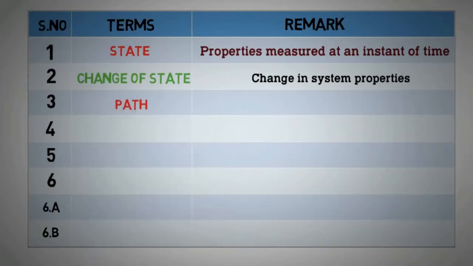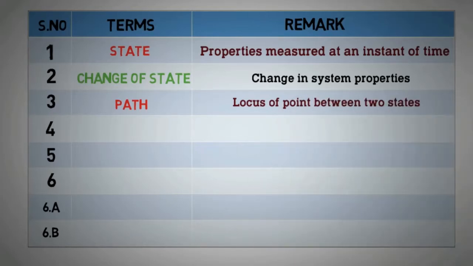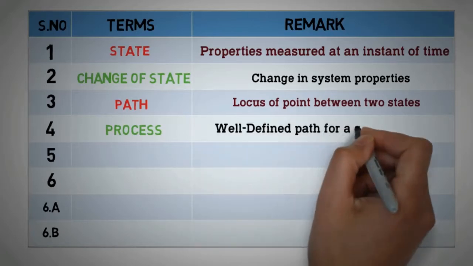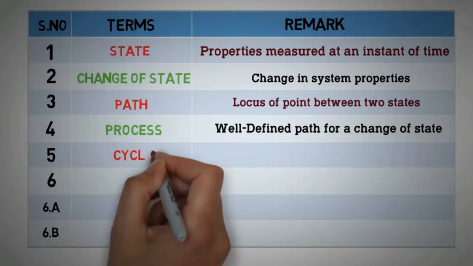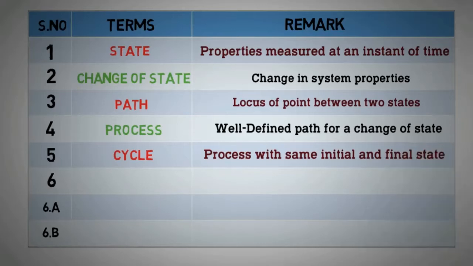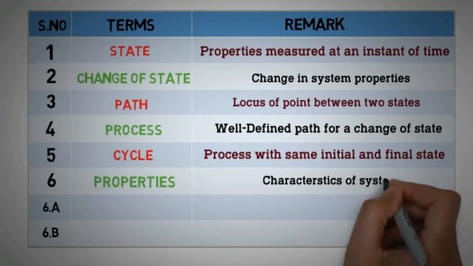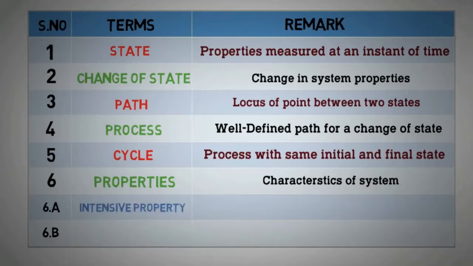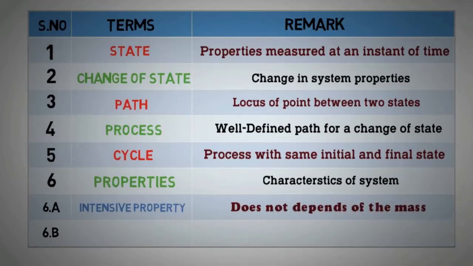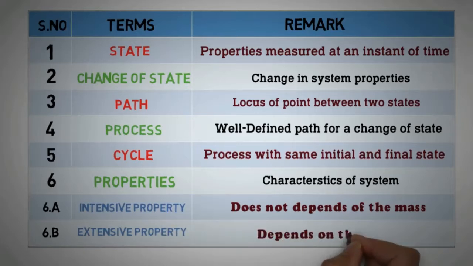Path. The locus of a point between the initial state to the final state is known as path. Process is a well-defined path for the change of state. Cycle. A process whose initial and final state are same or identical. Properties. Properties are the characteristics of the system. Intensive properties. The properties which do not depend on the mass of the system. Extensive properties. Extensive properties are the thermodynamic properties which depend on the mass of the system.